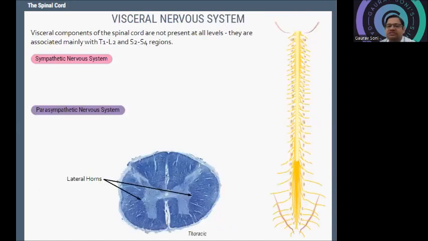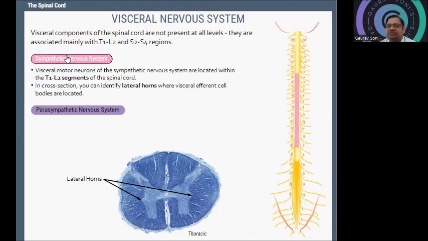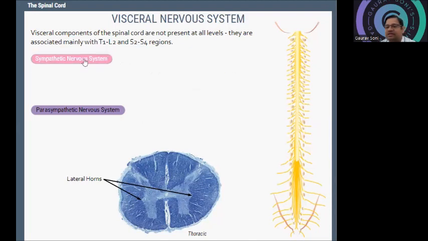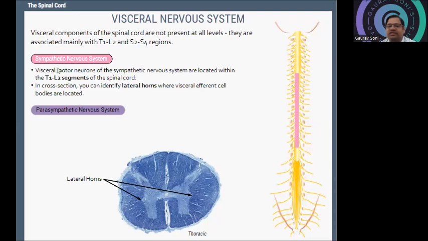Talking about the visceral nervous system, it is not present at all levels, but is basically associated with T1 to L2 and S2 to S4. For the sympathetic nervous system, you can see here the sympathetic part, shown in pink. The visceral motor neurons of the sympathetic nervous system are located within the T1 to L2 segments of the spinal cord. In the cross section, you can identify the lateral horns. We talked earlier that only in certain parts of the spinal cord do we get the lateral horns. It was in the thoracic region for the sympathetic nervous system.